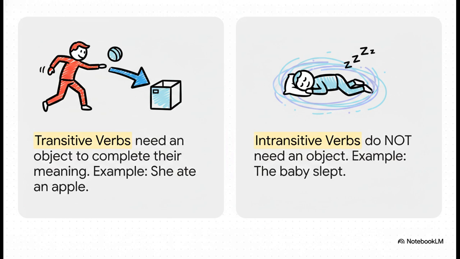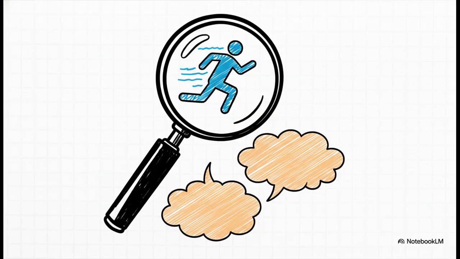Makes sense, right? But other verbs, the intransitive ones, are totally self-sufficient. In the baby slept, the action just stops with the baby. It doesn't need to go anywhere else. Want to know the dead simple trick to tell them apart? Just ask the verb what or whom. Let's try it. She ate what? An apple. Boom, you got an answer.